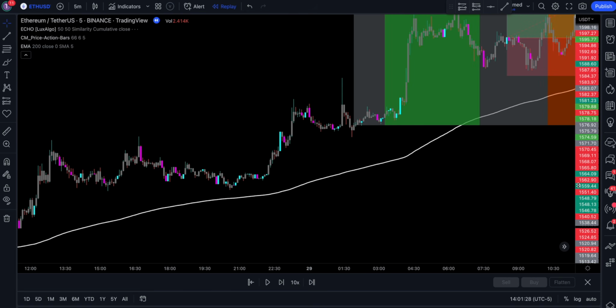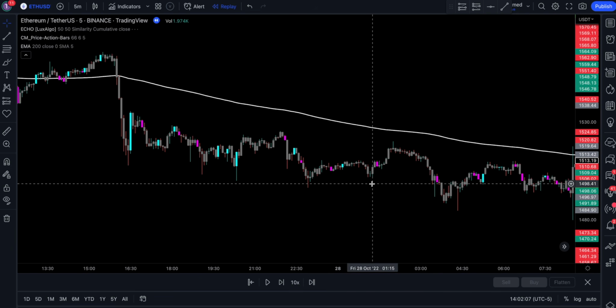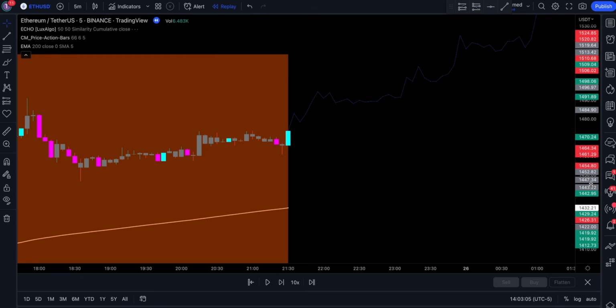So the general rule is, if the price action is moving above the EMA, we're only going to be looking to buy. If the price action is moving below the EMA, we're only going to be looking to sell. Okay, now let's understand the exact rules for entering a long trade.